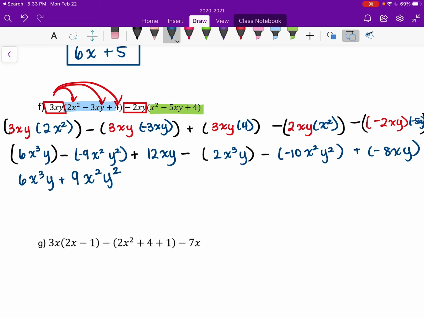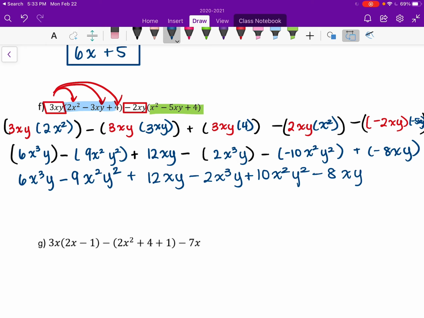Oops, sorry. Because I had already left the minus, I don't actually need to put the minus here. So this stays as a minus 9x squared, right, plus 12xy minus 2x squared, x cubed y. This is a minus, so this turns into a positive 10x squared y squared. Positive and a negative turn into a negative, so it's 8xy.